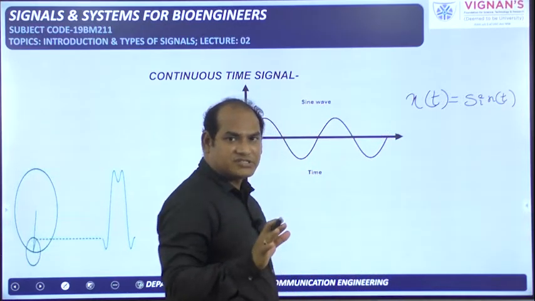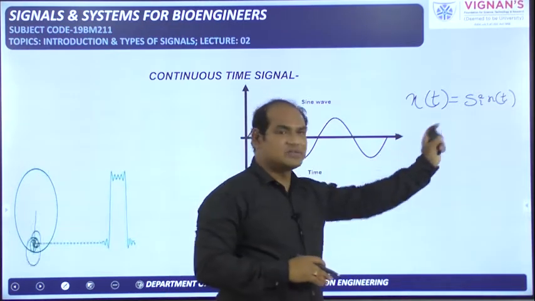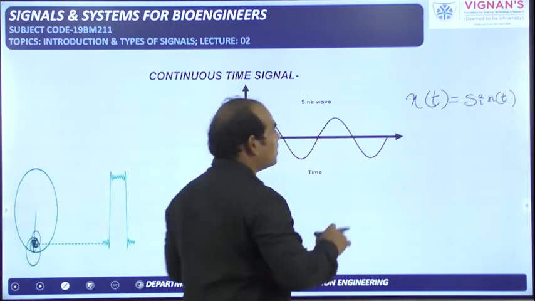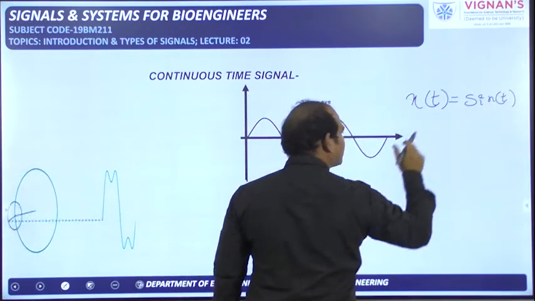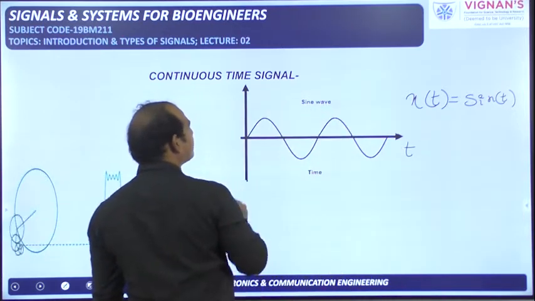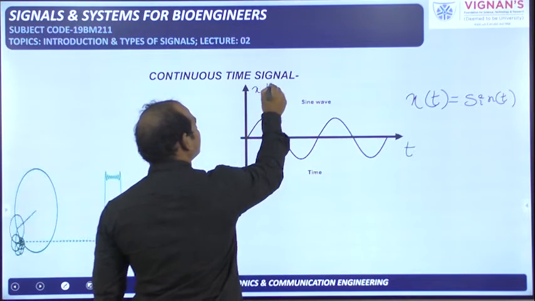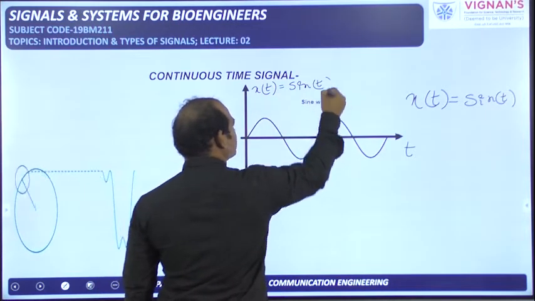About the representation of the sinusoidal signal I will tell later. So x of t is equal to sin t. The relationship between x and t is given by this sin t signal. Here on the x axis I have taken time, and on the y axis x of t, which is equal to sin t. In this manner I have represented it.